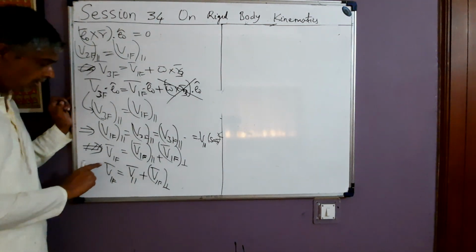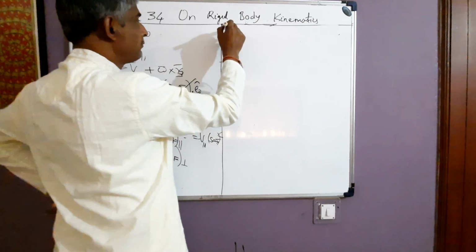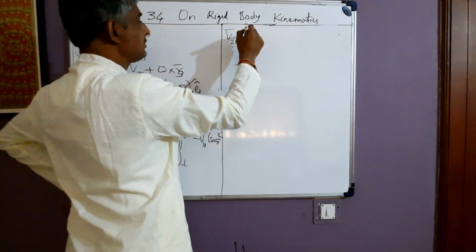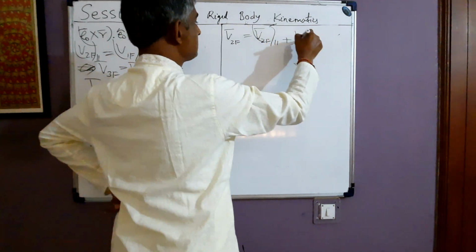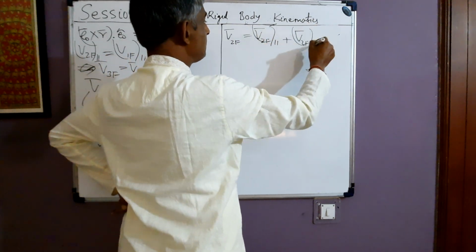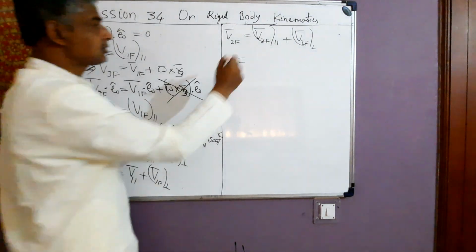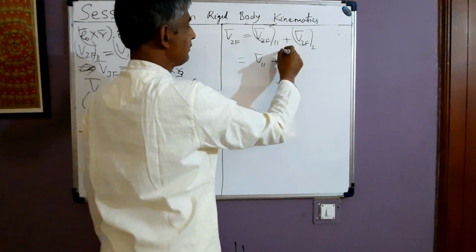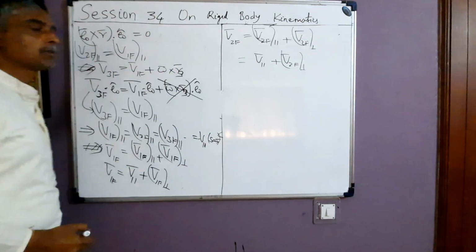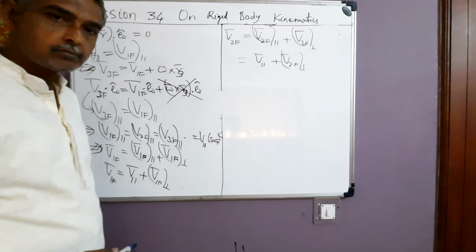Similarly, we write down similar equations for P2, P3, P4, etc. So the velocity of P2 with respect to F is V2F, which is again equal to V2F parallel plus V2F perpendicular. Now, V2F parallel is just equal to V parallel. So this is equal to V parallel plus V2F perpendicular. In this way, we can write similar equations for other locations of M.